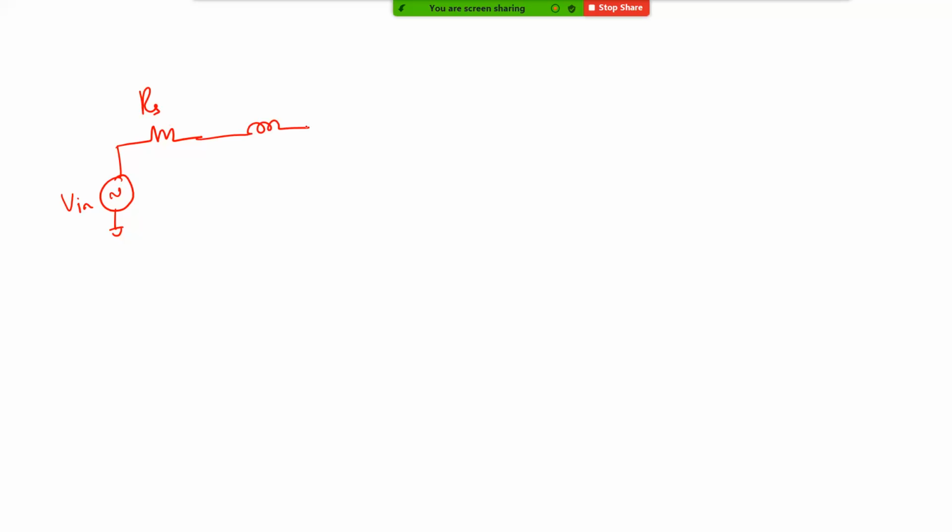You might include a DC block cap also, or sometimes the DC block can be on the other side to bias the transistor. Okay, let me not complicate with those things. Let's just stick with this. Let me call it RP. There is some LS.